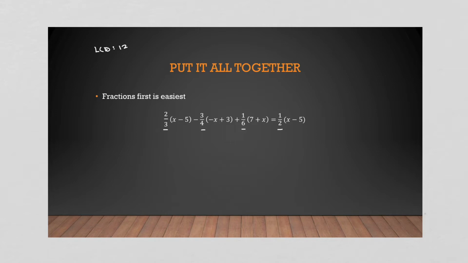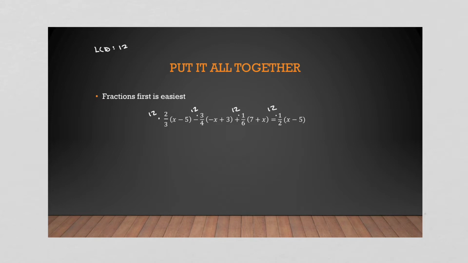So what we're going to do is multiply everything by 12. Now when I say everything, we're multiplying each term, and each term is separated by addition and subtraction. So I'm not actually multiplying into the brackets yet, I'm just going to multiply the fractions. I'm going to multiply this fraction by 12, this by 12, this by 12, and this by 12. What that will do is eliminate our fractions, right?